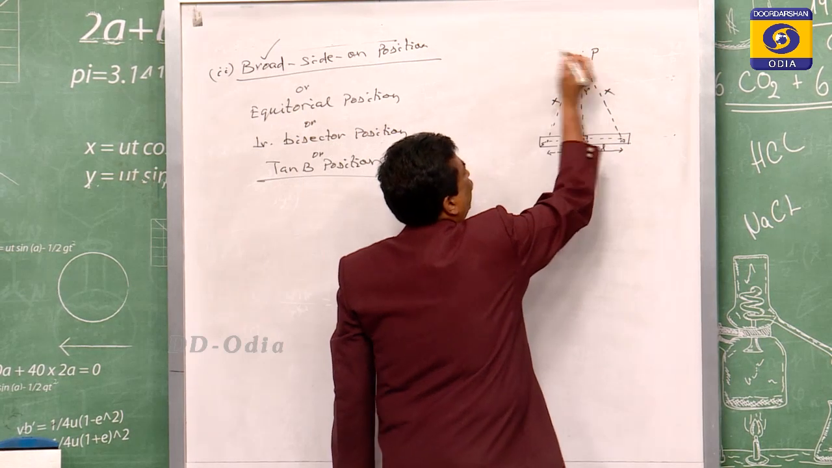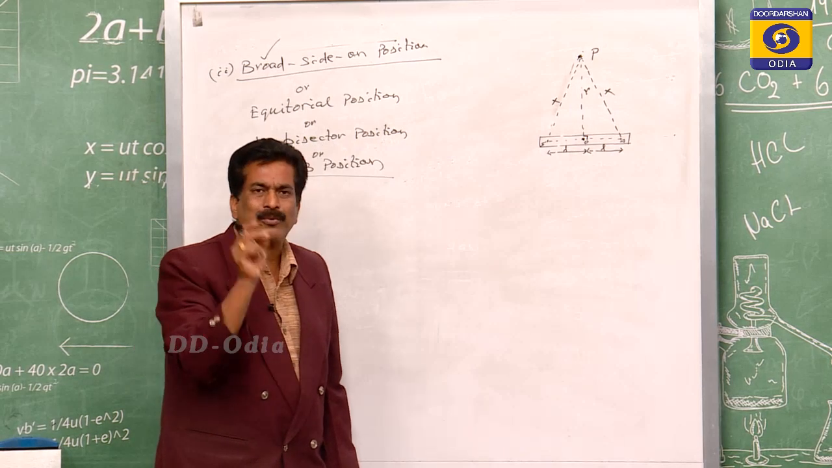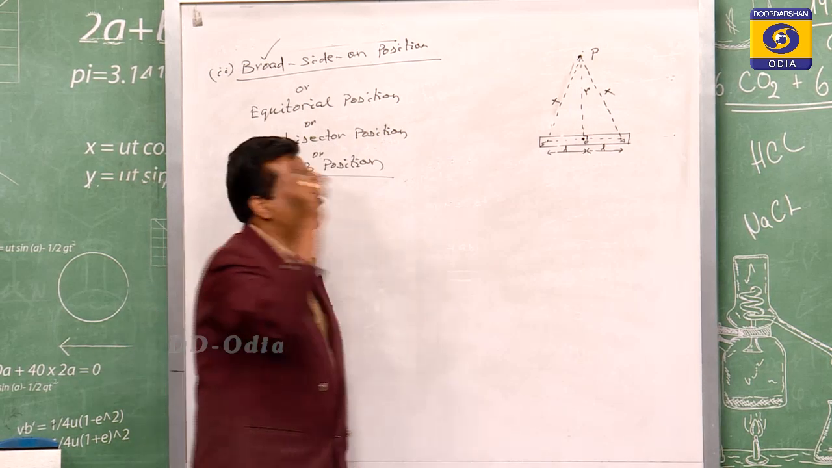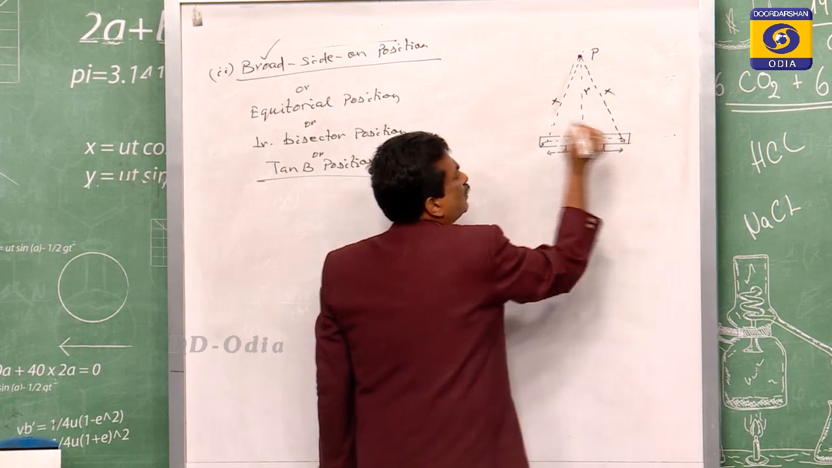Here we are interested in finding the magnetic field intensity, meaning we have to take a unit north pole at that point. So, here we have taken a unit north pole. This is the north pole.